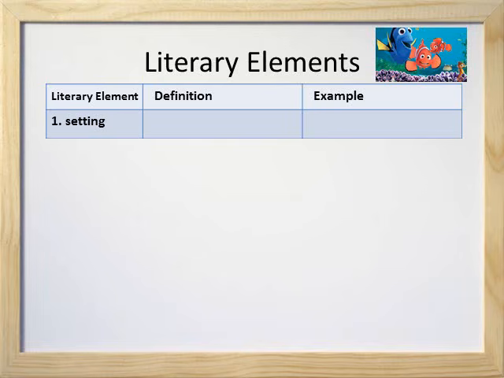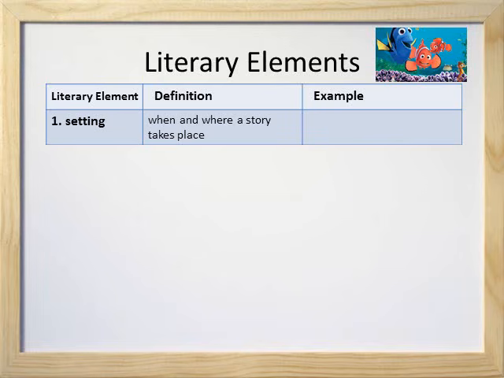The first literary element we're going to learn today is setting. The setting is when and where a story takes place. As an example, the setting for the story Finding Nemo was in the Pacific Ocean in modern times around the year 2003. How do we know that the setting was the Pacific Ocean? Did the movie say that? Did the book say that?